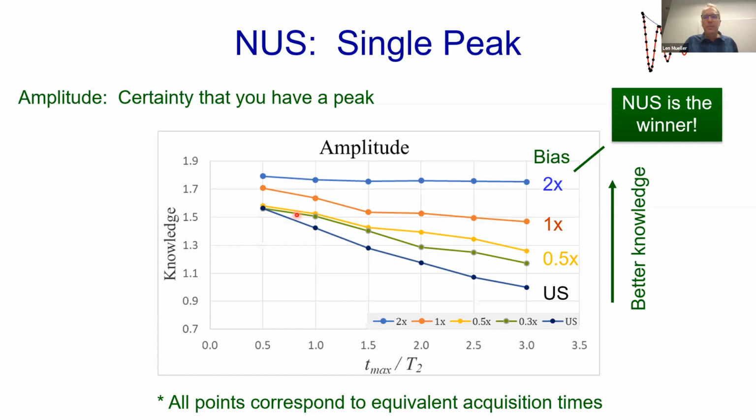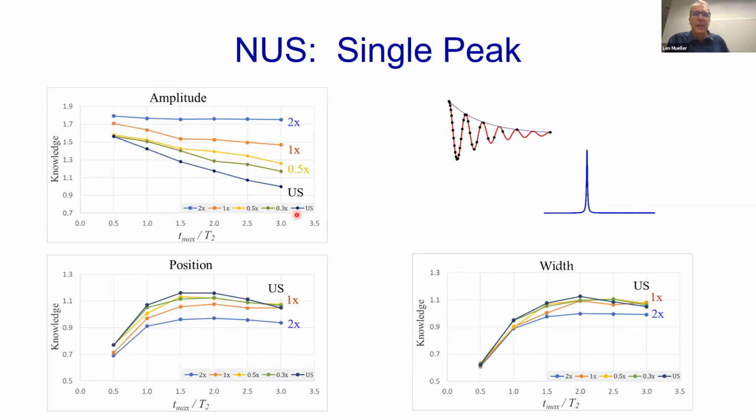Now, of course, the other peak parameters of line width and frequency require the signal at other times. And so what I show here is the relative knowledge for those parameters as well. And indeed, more aggressive biases that work well for amplitude tend to show decreased knowledge for the line position and the line width. But if you want equivalent knowledge in position and width to, say, the uniform sampling, then perhaps using matched NUS, so a bias of 1 and a Tmax somewhere between 1.5 and 3, is a good way to go.